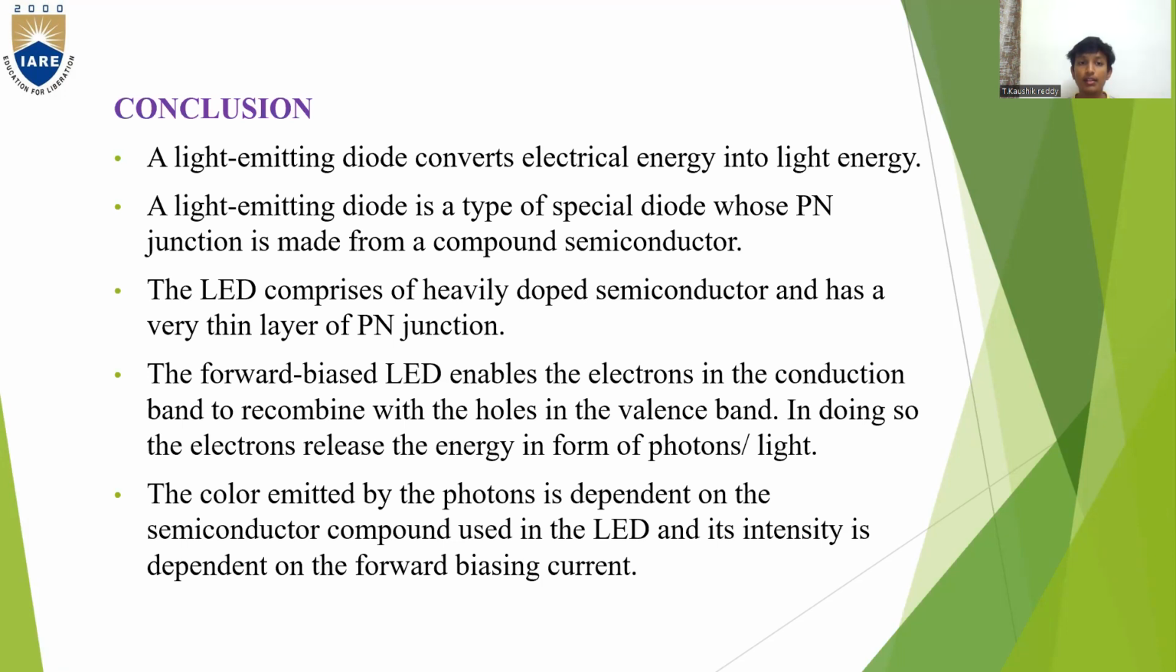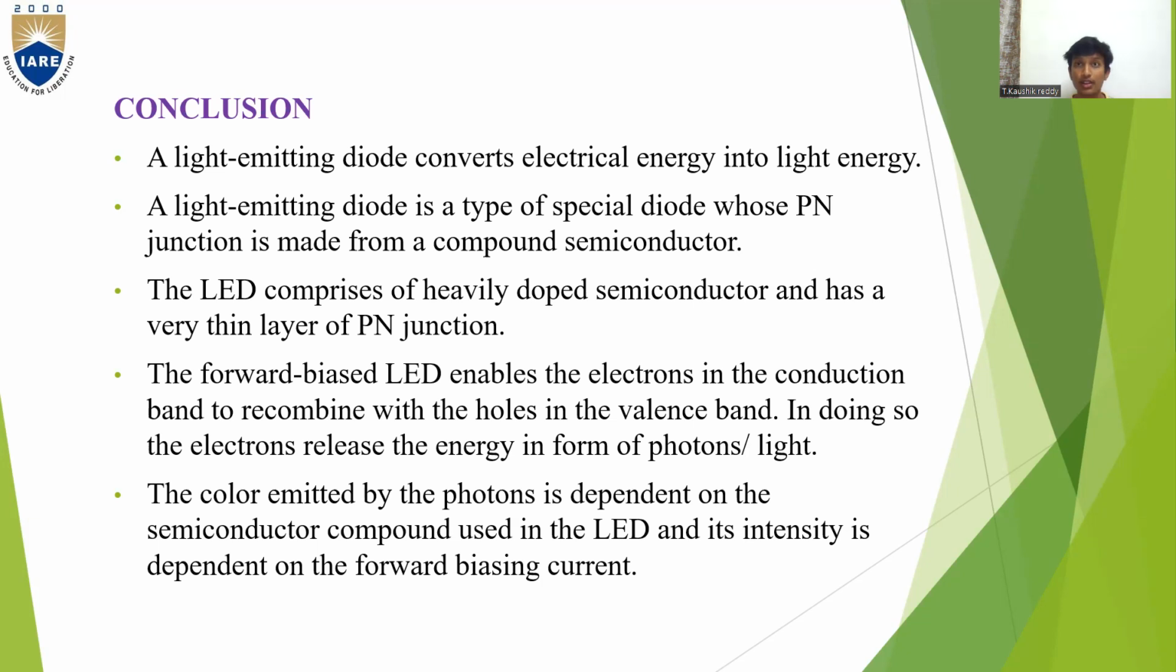The forward biased LED enables the electrons in the conduction band to recombine with the holes in the valence band. In doing so, the electrons release the energy in the form of photons or light. So the current flowing in the forward direction is not blocked, whereas the current flowing in the backward direction is blocked.